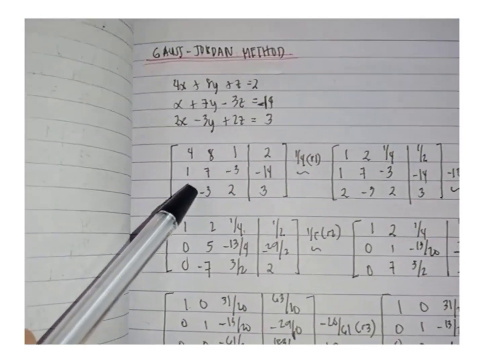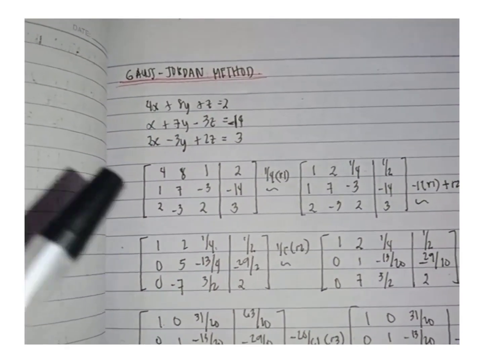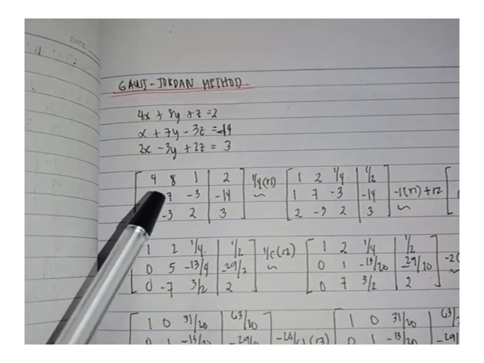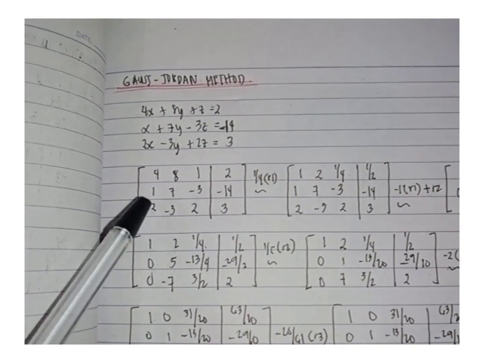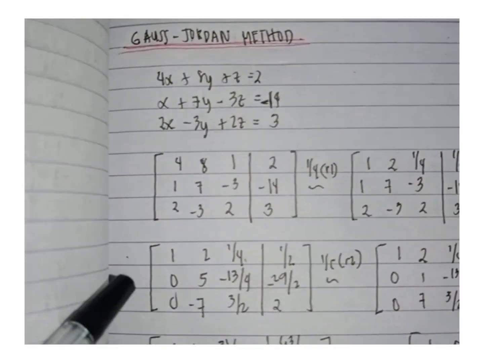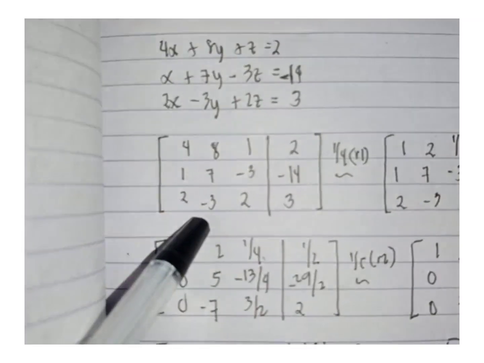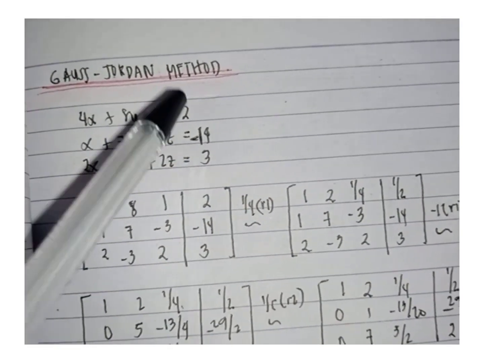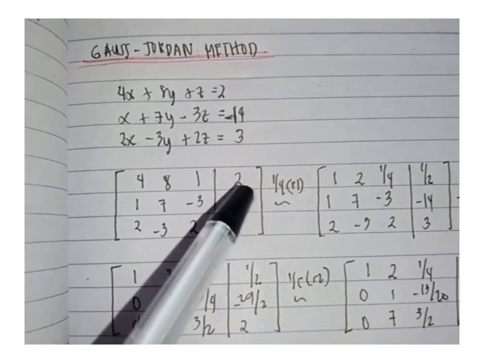As you see, it is quite easier and simpler compared to the inverse method because we will only be dealing with 4 columns. So it is much easier compared to the inverse. We're going to start. This is our element A. This is the answer here. So this is our element B, 2, negative 14, 3.